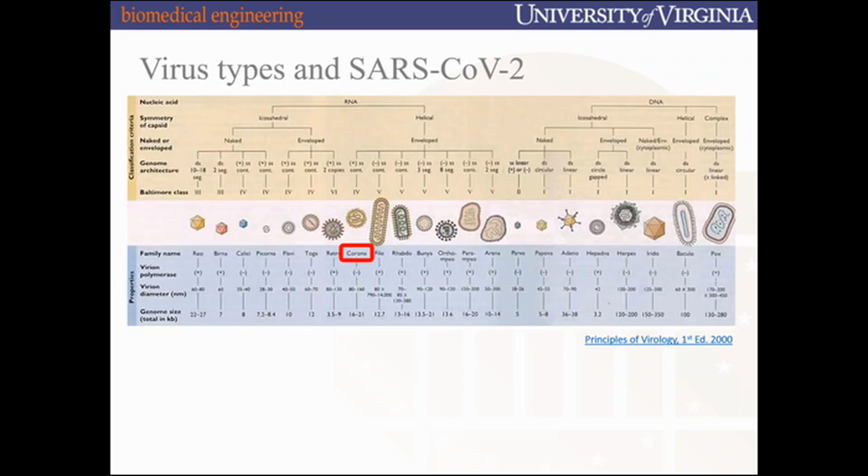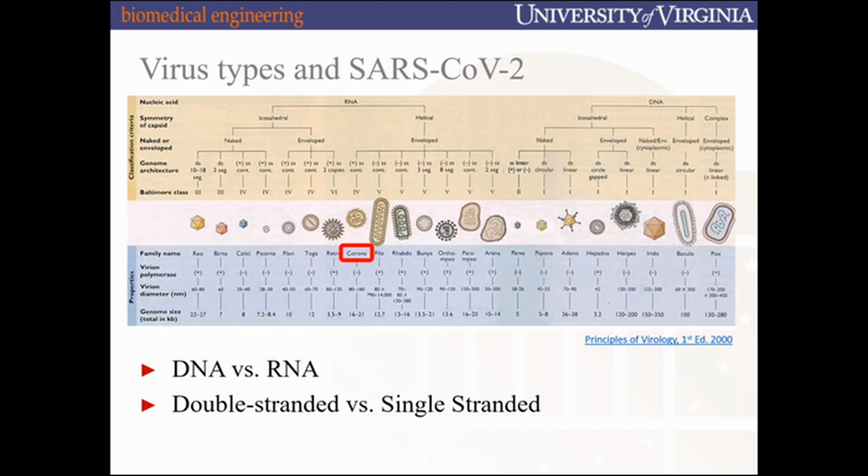All right, so that's the end of our section on organelles. We're going to wrap up the lecture now talking more about viruses and the coronavirus pandemic. The virus that causes COVID-19 is SARS-CoV-2, which is a coronavirus. And you can see in this diagram how those compare to other types of viruses. Coronaviruses have RNA genomes instead of DNA, and that RNA genome is single-stranded rather than double-stranded.